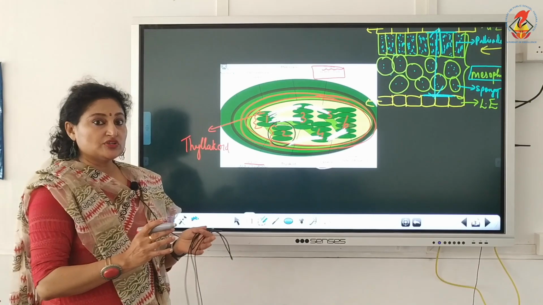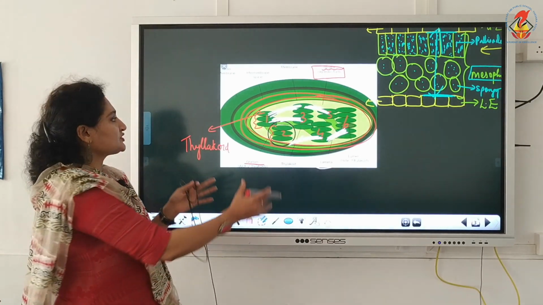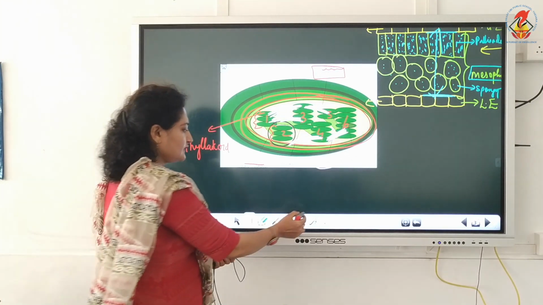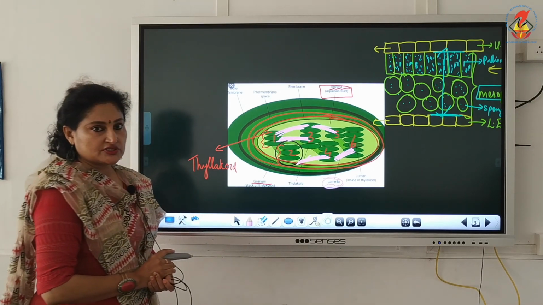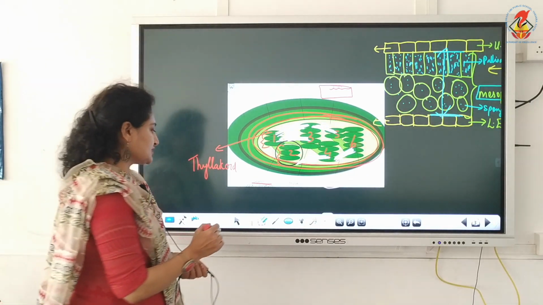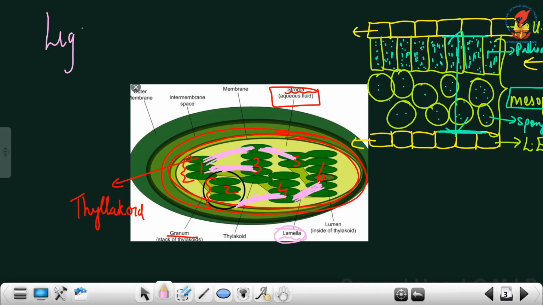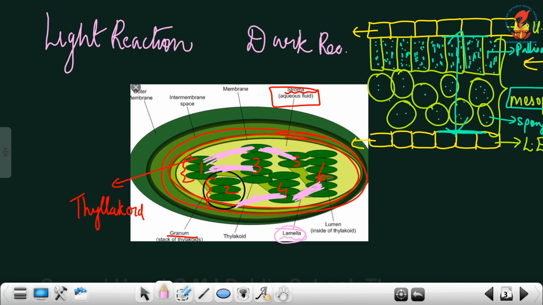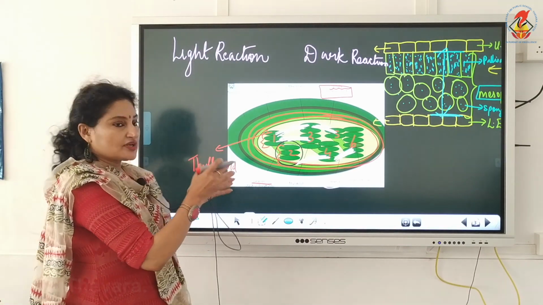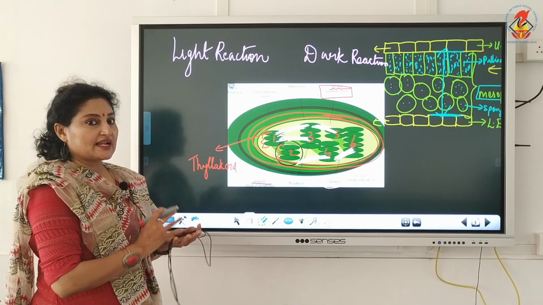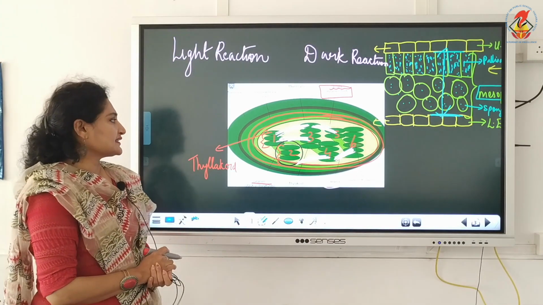Now what I am trying to say, we are going to see how the process of photosynthesis is occurring in the chloroplast. There is division of labor in the process of photosynthesis. There are two very important phases in photosynthesis. The names of the two phases are: light reaction is the first phase, and the second phase is the dark reaction. These two reactions are occurring inside the chloroplast, and it's not that in one particular part of the chloroplast it's occurring. In one part light reaction takes place, and in the other part dark reaction takes place.